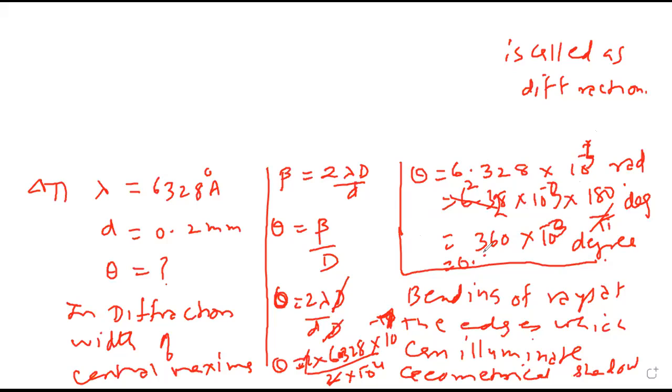So final answer, 0.36 degree will be the required answer. That is given as option A. Right. See, the word diffraction was not given, but single slit means diffraction. And after completing, right, bending of rays at the edges, which can illuminate geometrical shadow, is called diffraction.